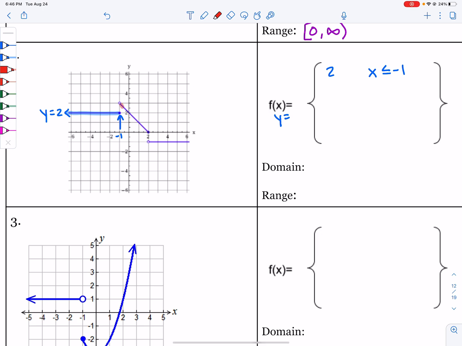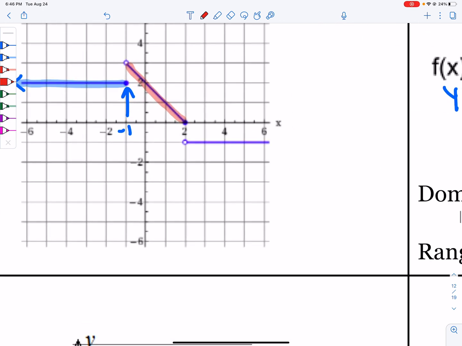Then you move to the next piece, and you see what is the equation of that piece. Let's zoom in a little. So we see we have a y-intercept at 2. So think about y equals mx plus b. So a y-intercept is your b. It's at positive 2. And then we can tell this has a slope of negative 1 because it's going down 1 box and over 1 box each time you go from point to point.